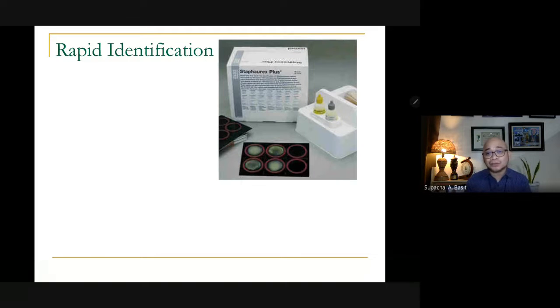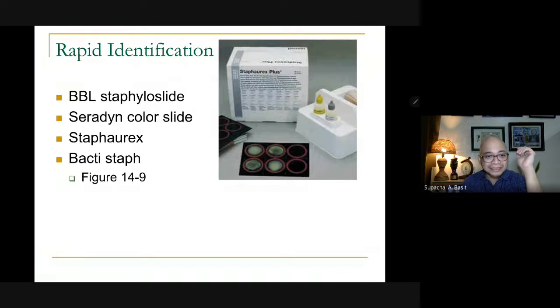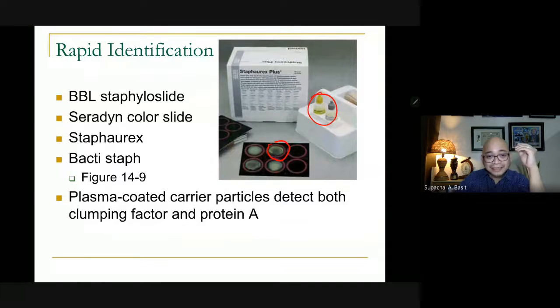Rapid identification is also possible with kits. Kits are available, such as the BBL Staphyloslide. All you have to do is add the reagents onto your suspected colonies, and if there is agglutination, that's considered a positive result. Others are the Serodine color slide, the Staphyrex, and Bactistaph. Okay, so these are examples. The principle is that the latex particles in the reagents have plasma-coated carrier particles which can detect both the clumping factor and protein A. So it can even detect protein A as a virulence factor in that particular organism.